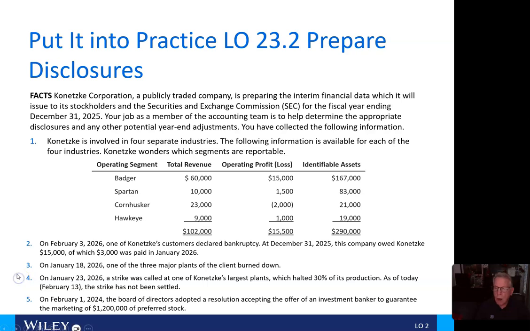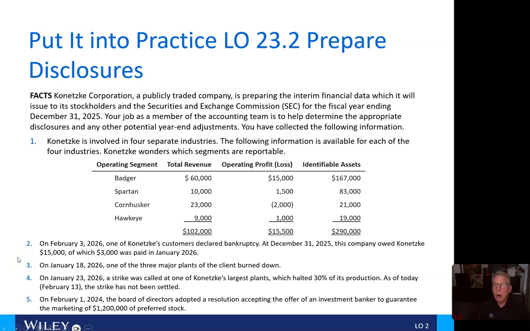Number 4, on January 23rd, 2026, a strike was called at one of Acctg's largest plants, which halted 30% of its production. As of today, February 13th, the strike has not been settled. And number 5, on February 1, 2024, the board of directors adopted a resolution accepting the offer of an investment banker to guarantee the marketing of 1,200,000 of preferred stock.